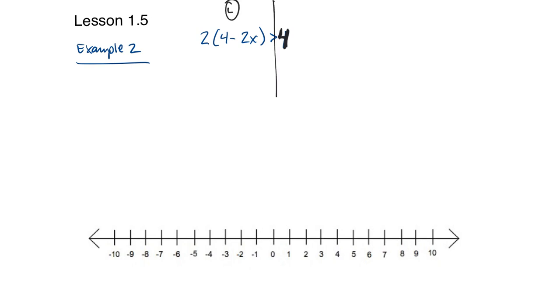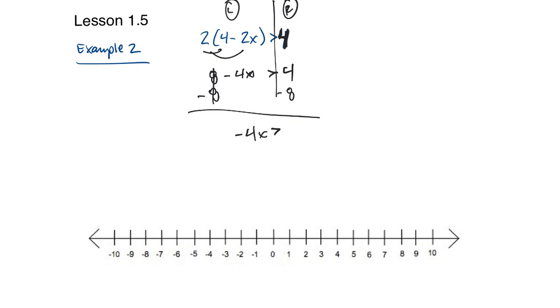All right, so we got a left and a right side. First, I distribute. 2 times 4 is 8. 2 times negative 2x is negative 4x, and that's greater than 4. Subtract 8 from both sides. Negative 4x is greater than negative 4, right? Because I'm adding or subtracting, I don't need to change this symbol.